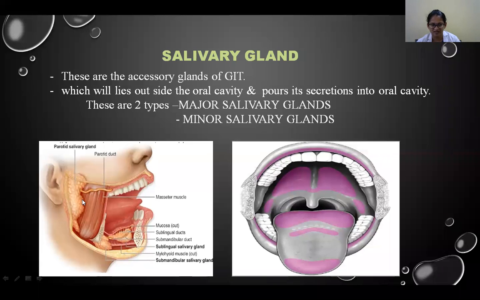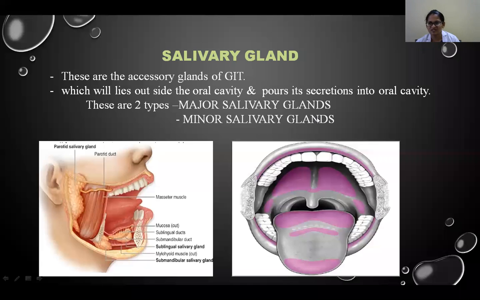All these major salivary glands have ducts. These are the ducts of the salivary glands. Next, coming to the minor salivary glands. These are the minor salivary glands. The minor salivary glands are the labial glands, then the palatine glands, then the palatoglossal glands, and then the lingual glands. Next we will see the buccal glands on the buccinator muscle. These are all the minor salivary glands.